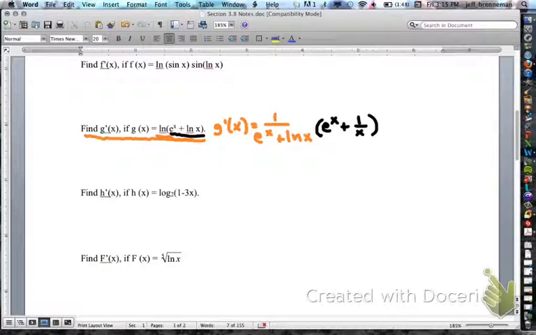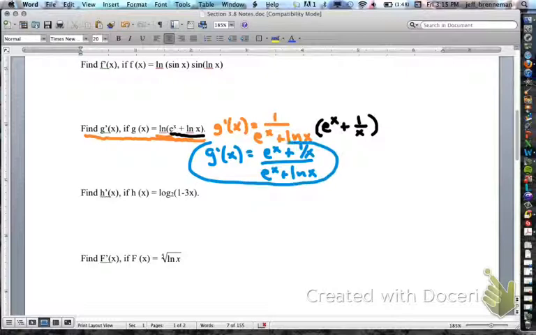Okay, so let's see if we can simplify this. I'm going to go ahead and finish it here. This is g prime of x. We have e to the x plus 1 over x, all divided by e to the x plus the ln of x. And maybe you could do some simplifying there, but that is the basic final answer. And it would be easy enough to substitute a value in there to find the slope.